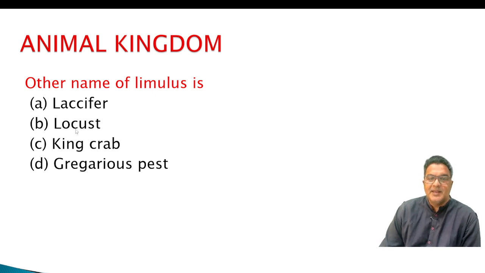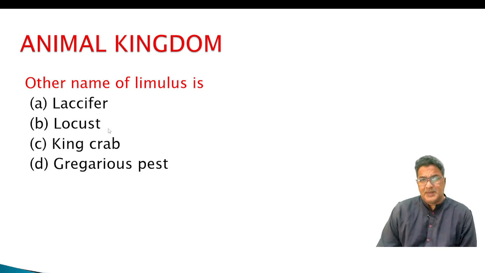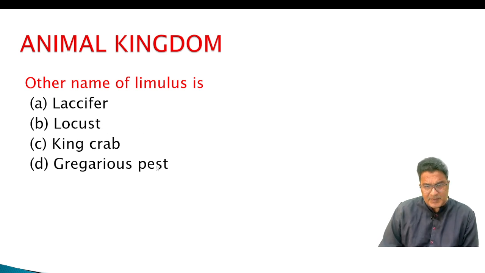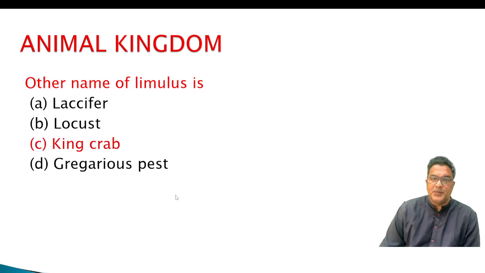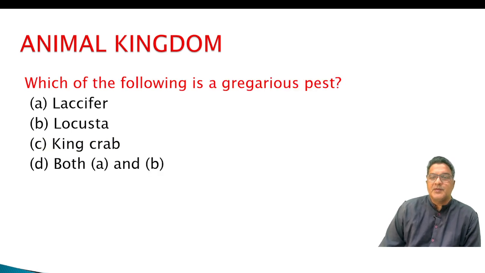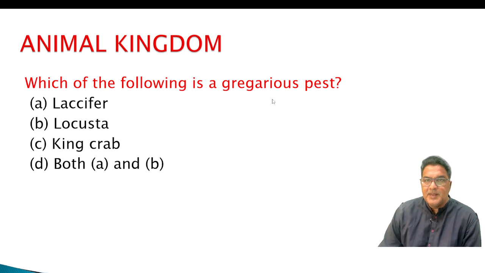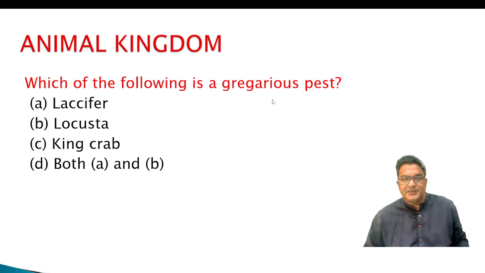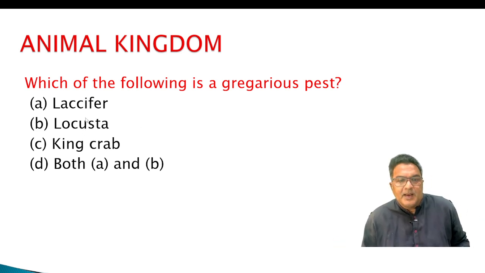Laxifer, lac insect. Locust is a gregarious pest. Gregarious means living in the form of groups. Which of the following is a gregarious pest? Asking about the same. Gregarious means pests will come in groups. Laxifer, lac insect, Locusta, locust, gregarious pest, and that is the answer.